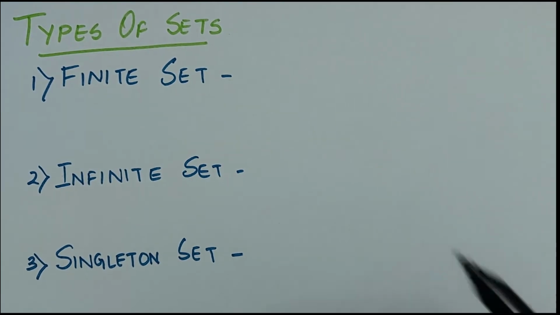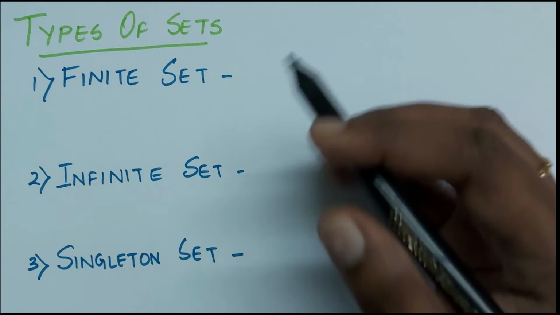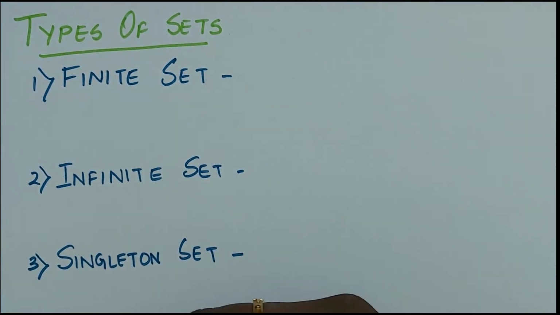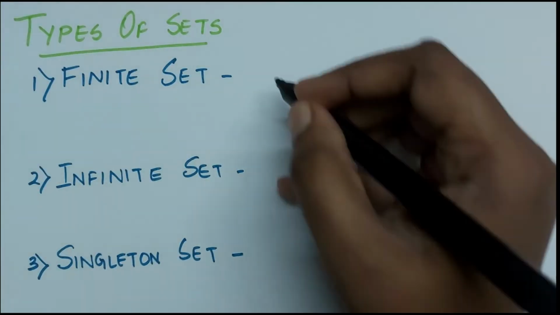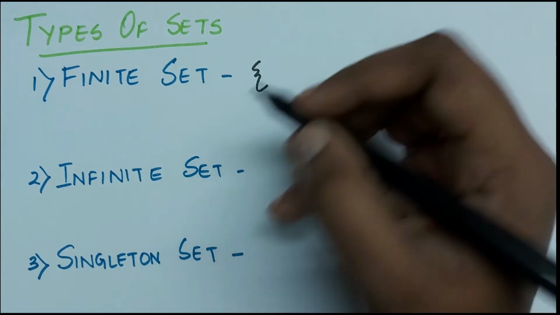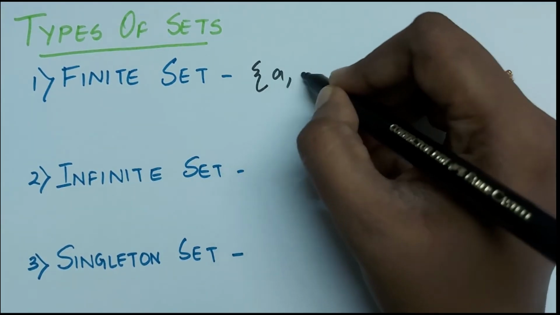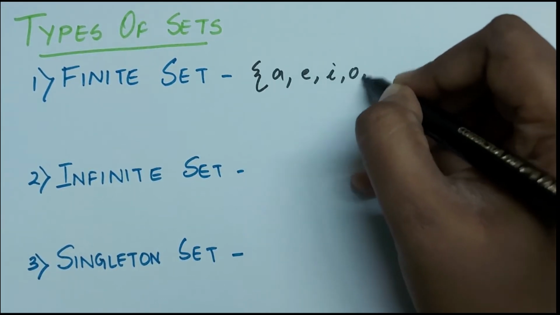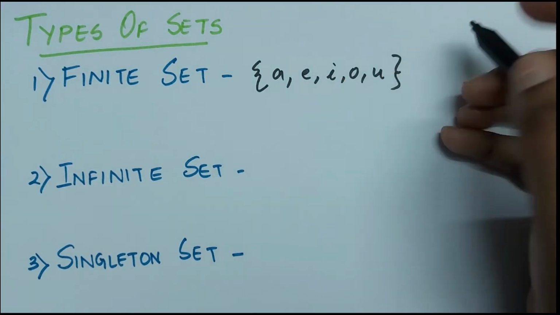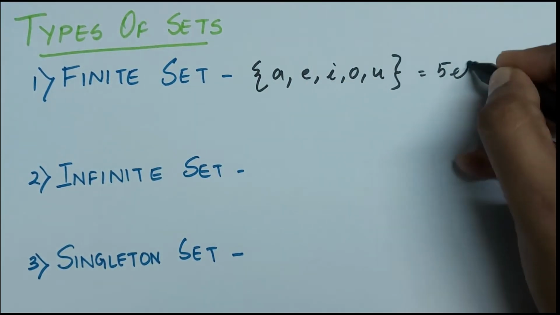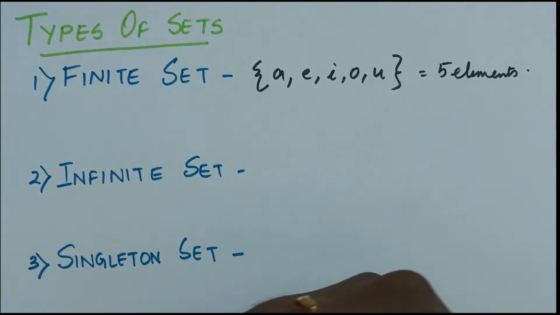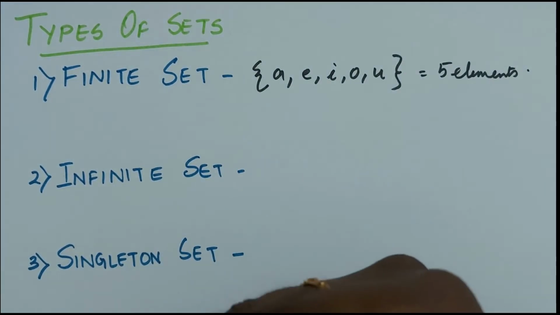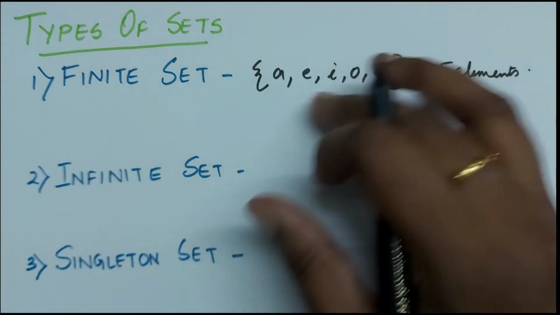From the name itself you can understand that finite means what is limited, what is definite, and which you can count. When we know how many elements are there in a set, then we call it a finite set. So if I tell you all the vowels in the English alphabet, you know that it is A, E, I, O, U. So you can count that there are 5 elements here. So I call this a finite set, a set which contains a limited or definite number of elements.